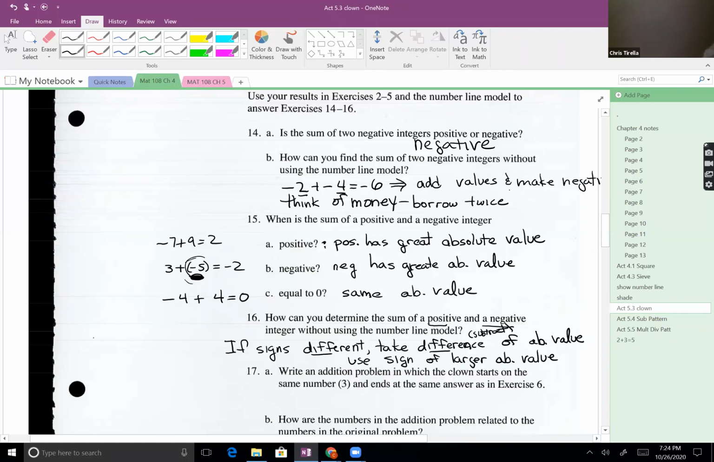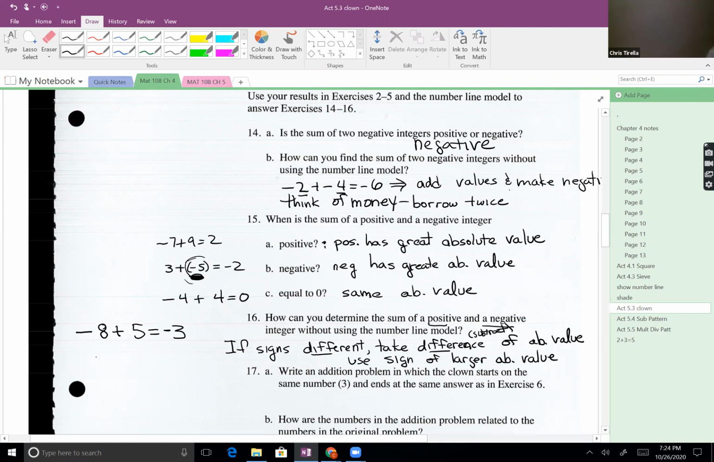For example, if I had -8 plus 5, the signs are different. The answer is -3. The difference between 8 and 5 is 3, and we'll take the negative because 8 is larger than 5. And there's that money sign again. If you owe me $8 and you give me 5, you still owe me 3. Beautiful.